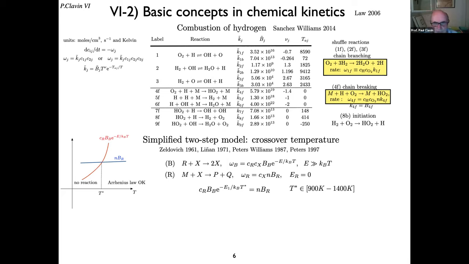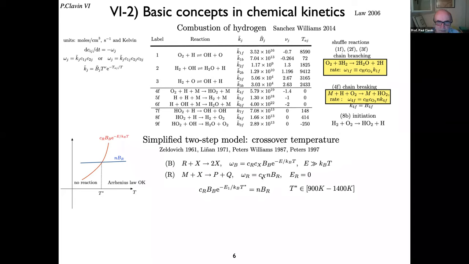You see, the branching in a flame, let me tell you the following. In a flame, you do not need the initiation reaction. Why? Because if you have radical H somewhere in the reaction zone, because of diffusion, this radical is going to diffuse upstream. So you do not need an initiation reaction. In a flame, what you need is chain branching and chain breaking.